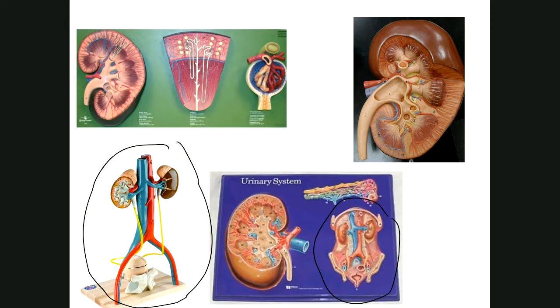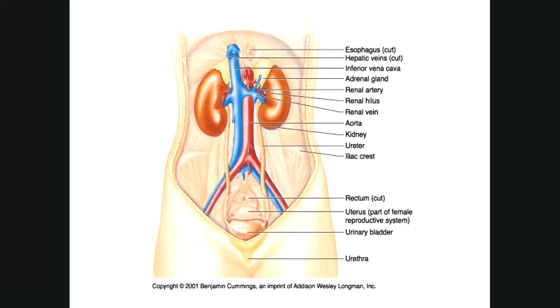But when you look at it, the urinary system is actually pretty simple, because what it is, is two kidneys, two ureters, a urinary bladder, and a urethra, and that's it.